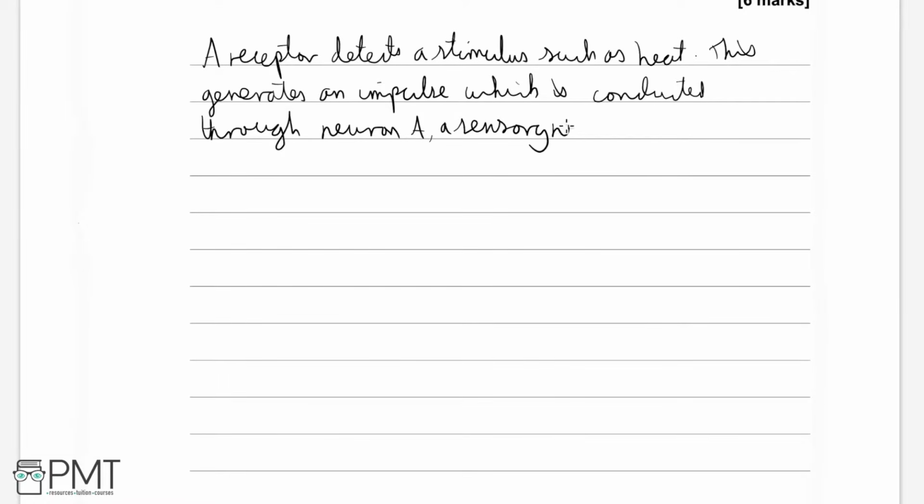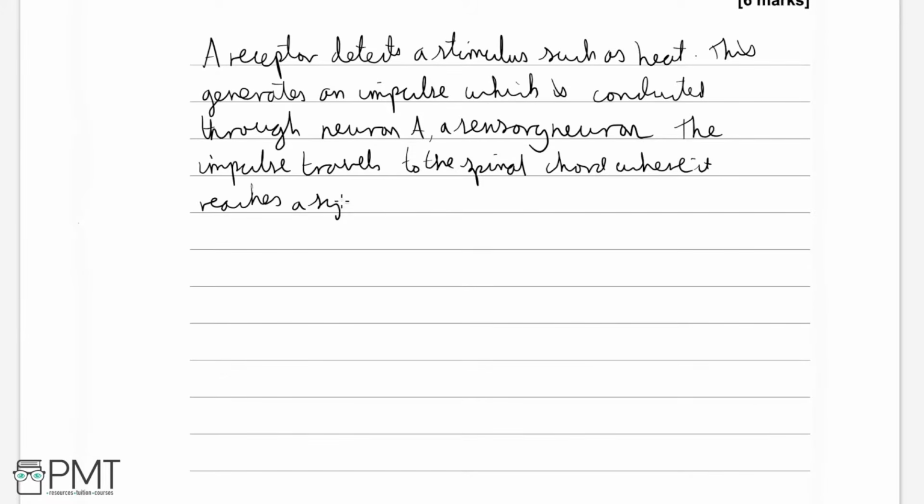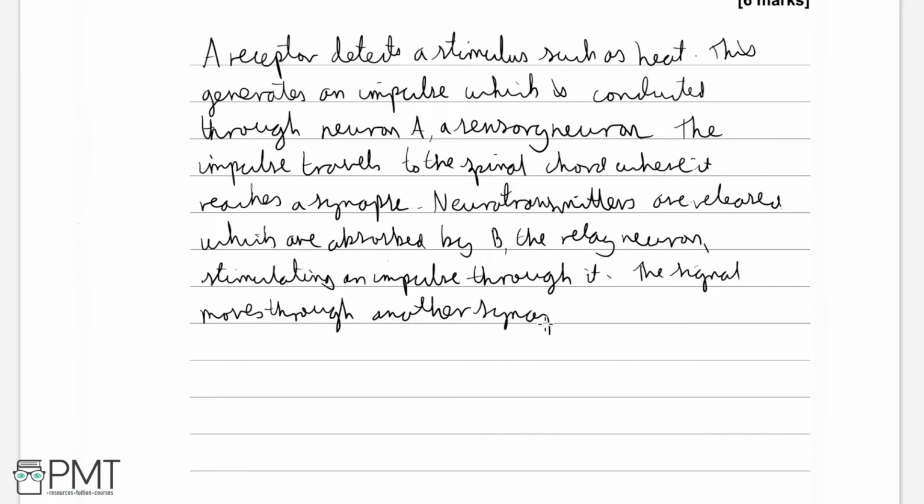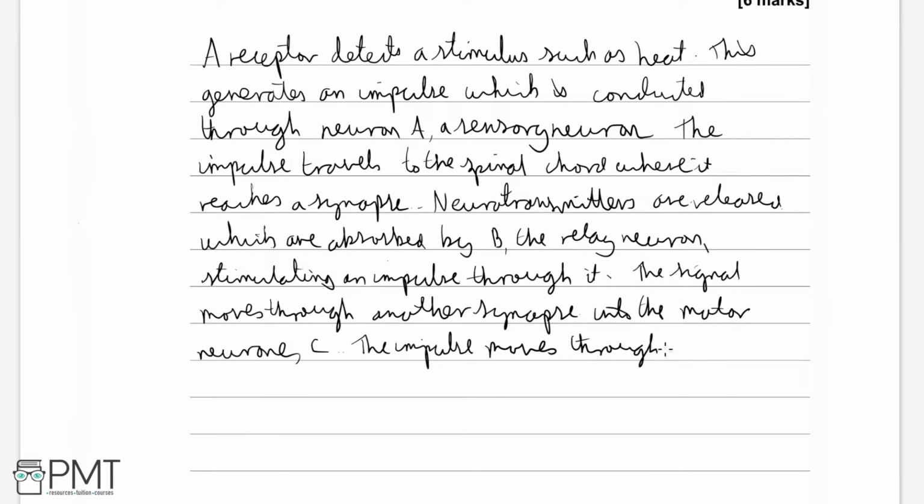The neuron in question is neuron A, a sensory neuron. The impulse travels to the spinal cord, where it reaches a synapse. Neurotransmitters are released, which are absorbed by B, the relay neuron, stimulating an impulse through it. The signal moves through another synapse into the motor neuron, C. The impulse moves through this to the muscle, stimulating contractions.